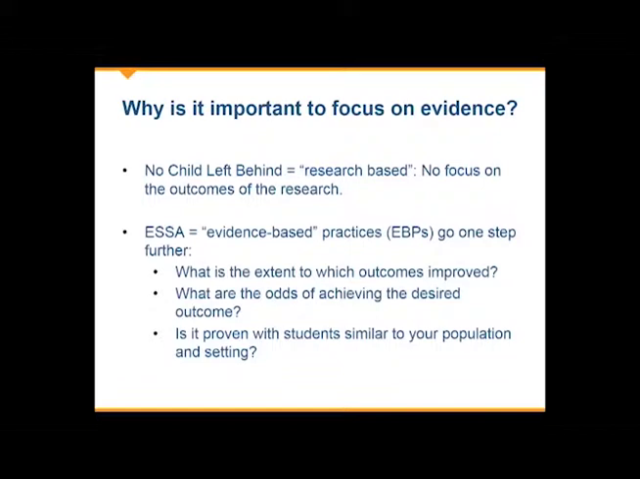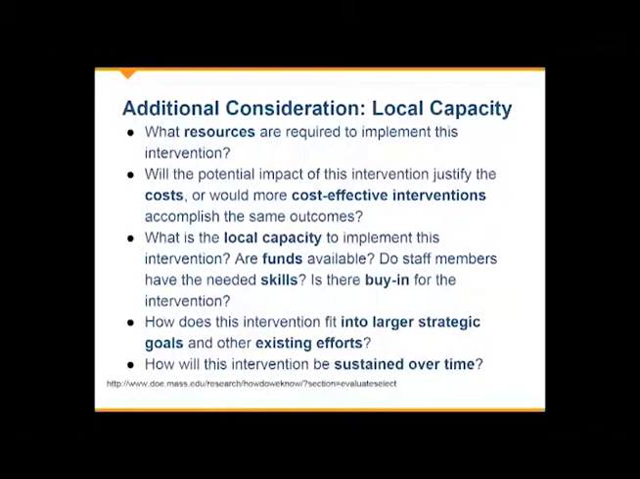And is it proven with students similar to your population and setting? So it's not just about finding the research, but you have to find the research that matches your school and that has the desired outcomes that you're looking for. So it is a much more stringent approach to using research to identify interventions. There are many things you need to consider, not just a research base, but also local capacity when you're choosing a curriculum, a program, and approach for your schools.